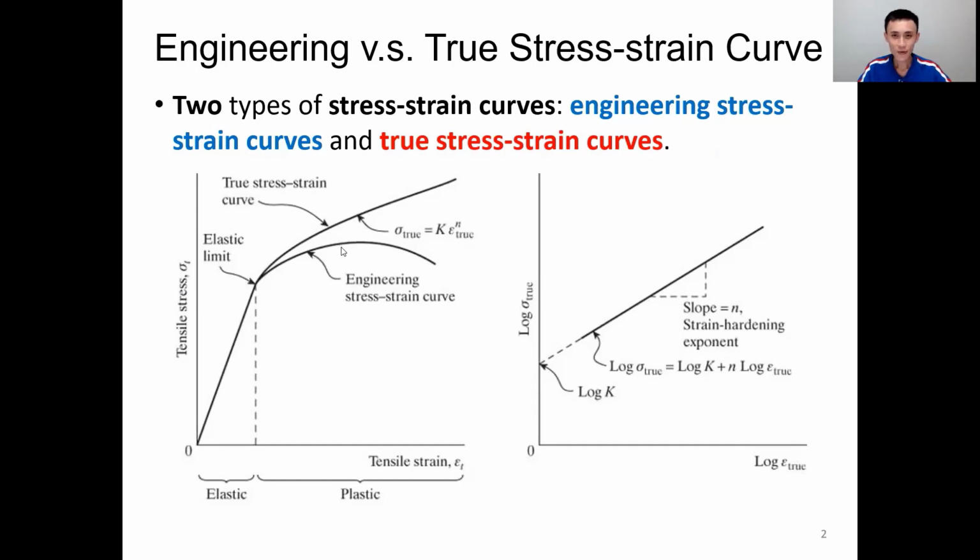So the cross-sectional area is reducing a lot, but when we calculate, we still use the original cross-sectional area. Actually, after the necking, the cross-sectional area drops a lot, and it's hard to get the instant area. So that's the difference between the true stress-strain curve and the engineering stress-strain curve. If we always use the instant area, which is the true area, then the curve will act like a true stress-strain curve.